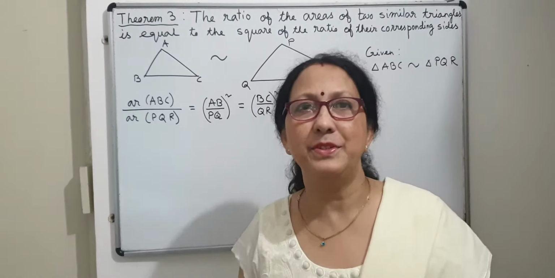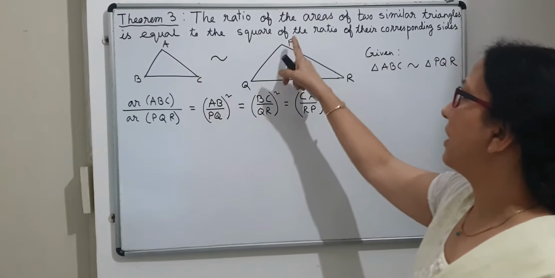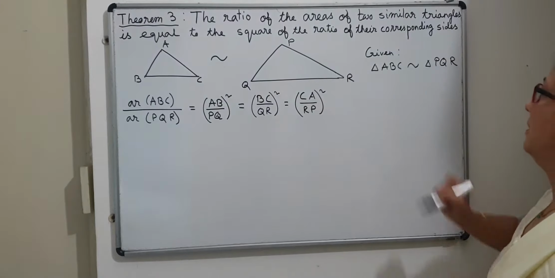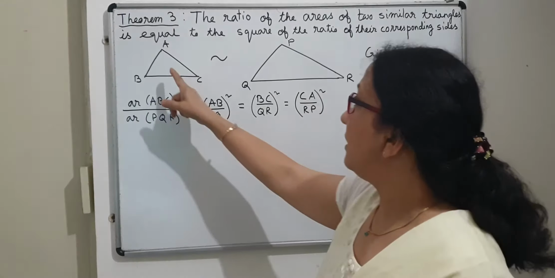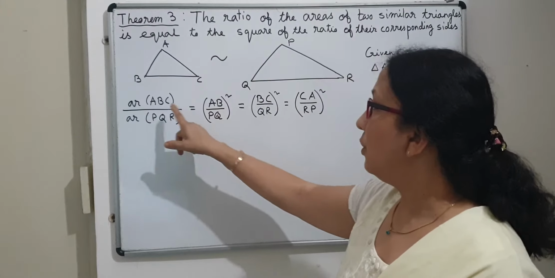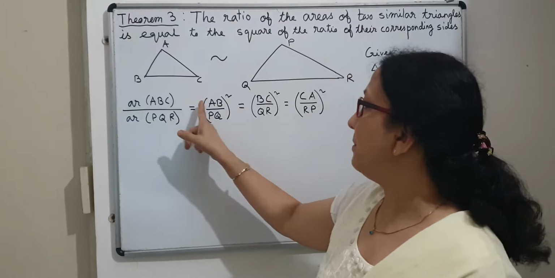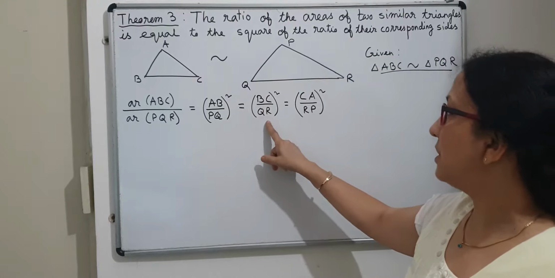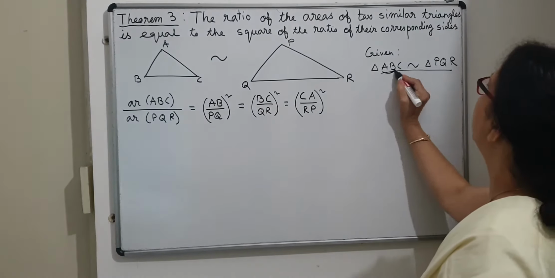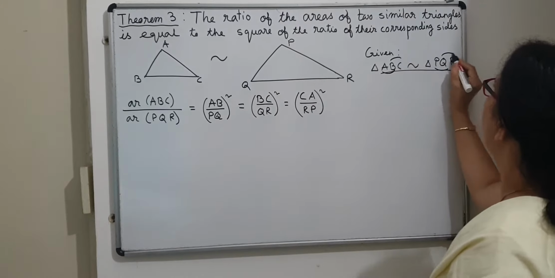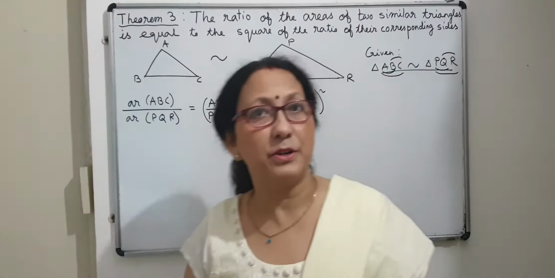That means if you have two similar triangles like the ones I've shown you here, triangle ABC and triangle PQR, they are similar, it is given, then the theorem states that the ratio of the areas of these two triangles will be equal to the square of the ratio of their corresponding sides. That is, AB corresponds to PQ, BC corresponds to QR, and CA corresponds to RP, as we see here. AB to PQ, BC to QR, and CA to RP. So this is the statement of the theorem.